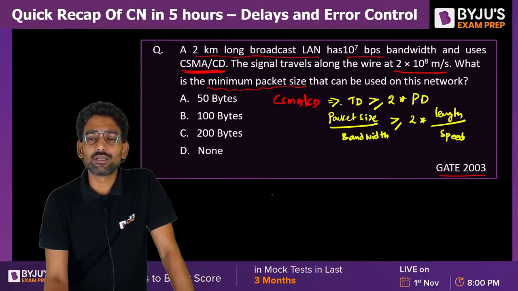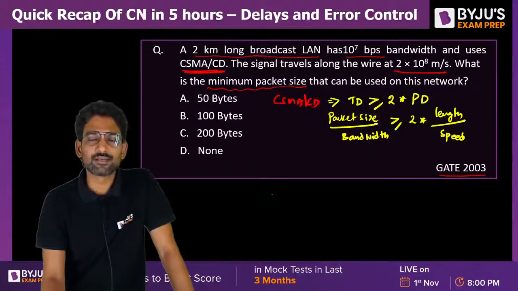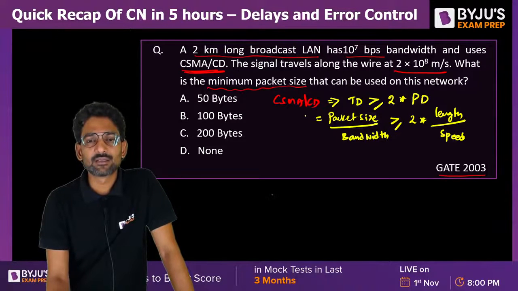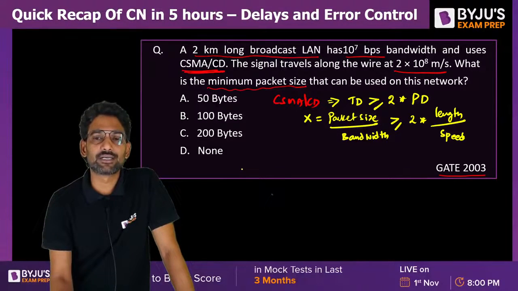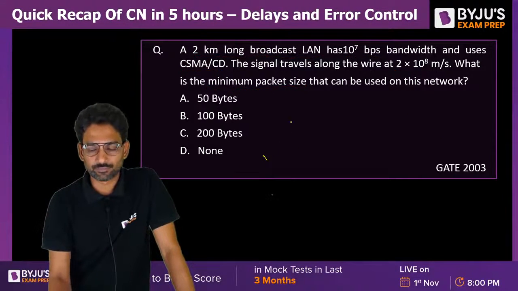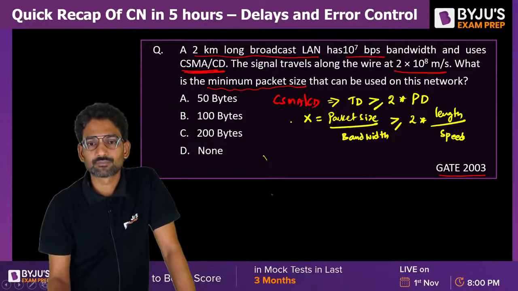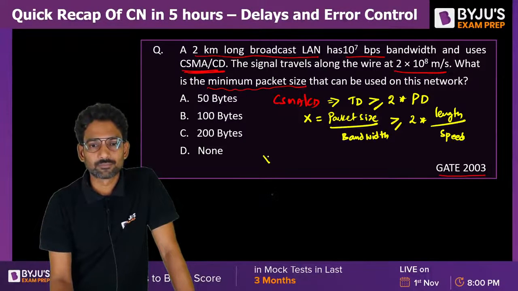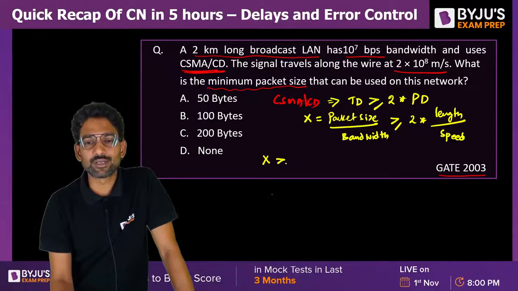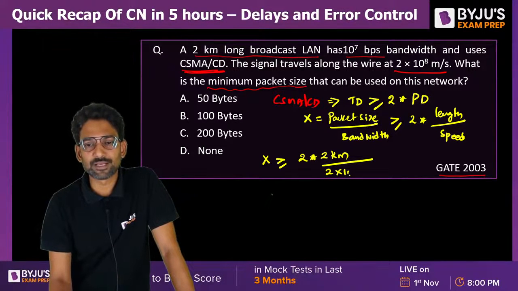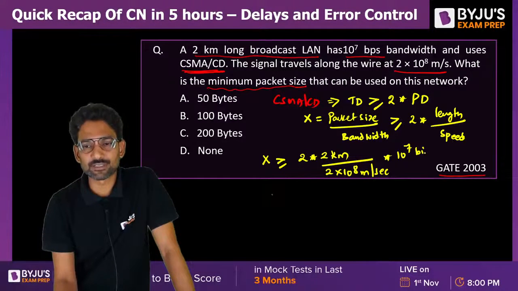We have got 3, we should find the other. Let the packet size be the wanted x. So x should be greater than or equal to 2 into length, given 2 kilometers, divided by speed, given 2 into 10 raised to 8 meters per second, into bandwidth, given 10 raised to 7 bits per second.